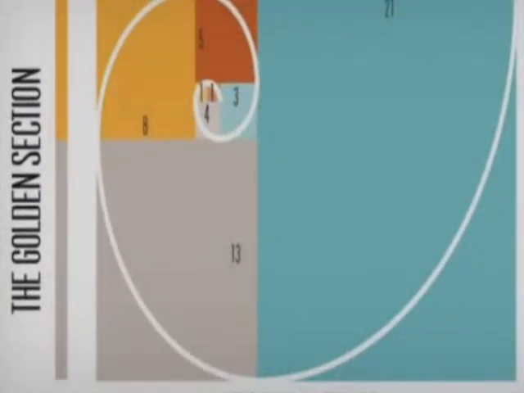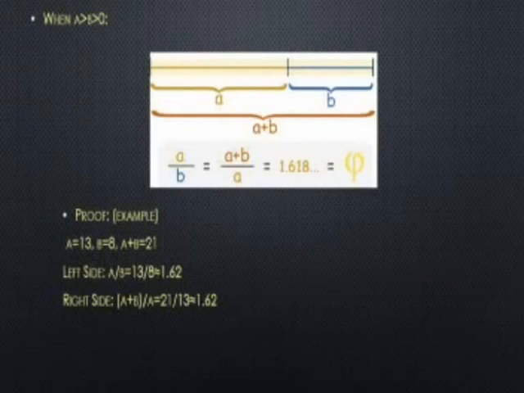Proof: let the side length of the square be A, and the side length of the rectangle be B. A equals 13, B equals 8. A plus B equals 13 plus 8, and the result is 21. On the left side, A over B is equal to 13 over 8, which approximately equals 1.62. On the right side, A plus B over A is equal to 21 over 13, which approximately equals 1.62. Therefore, the left side equals the right side.